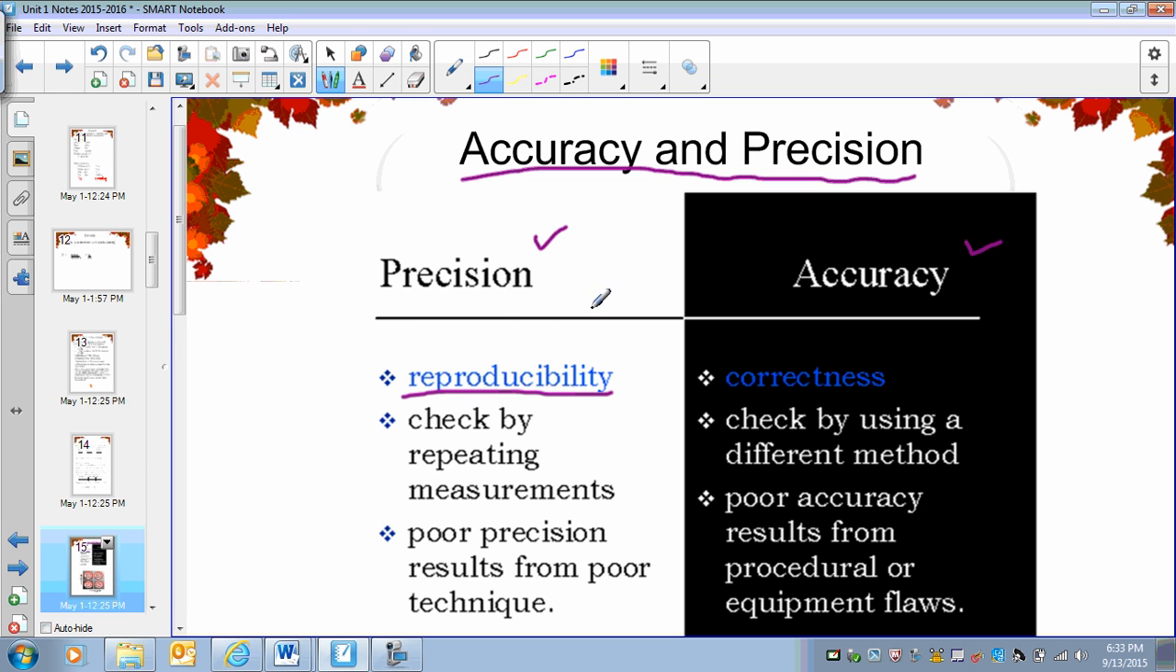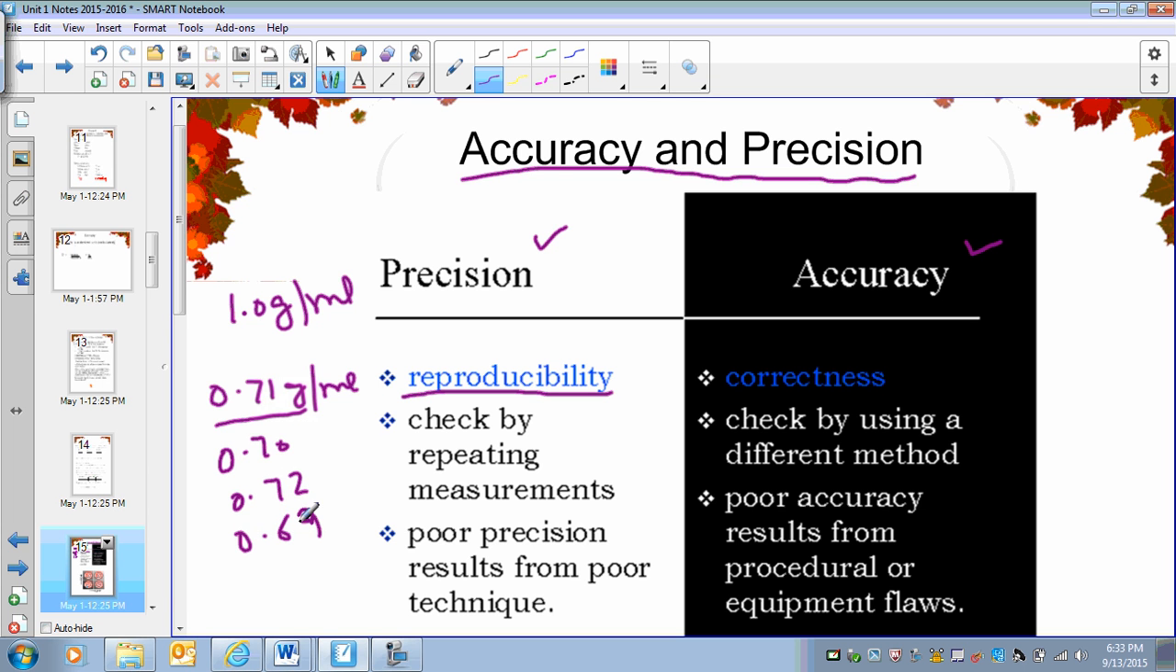So regardless it's right or wrong, like the density of the water is 1.0 grams per milliliter, but if for some reason I'm calculating 0.71 grams per milliliter, my answer is wrong. It's not accurate. But if I am doing it over and over and this is what I get, my data is precise, even if I round it up, it becomes 0.7. So this data, which is reproducible, is precise. But for it to be accurate, my answer has to be 1.0 grams per milliliter for the density of water.